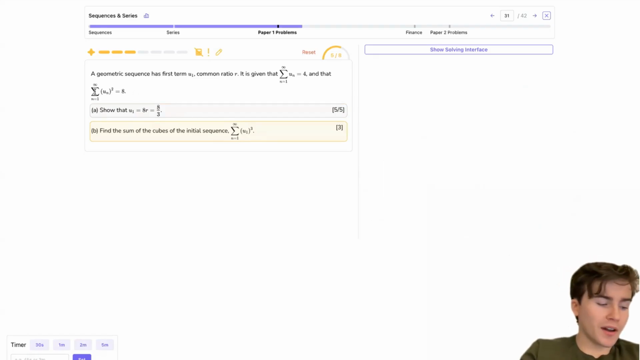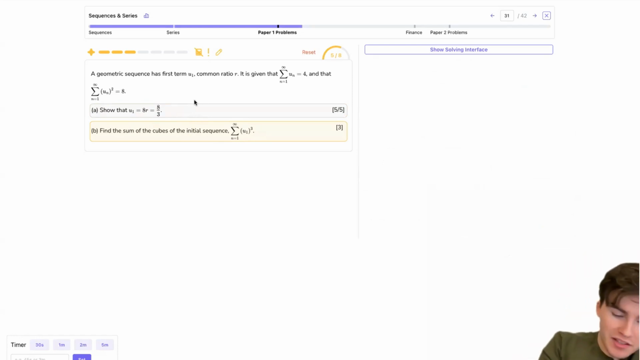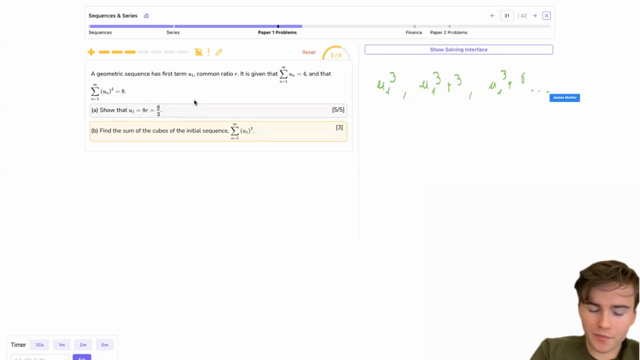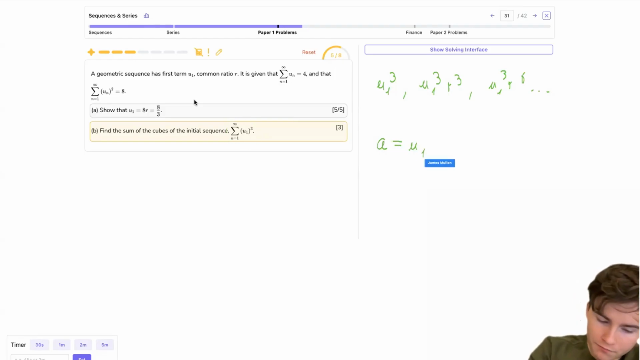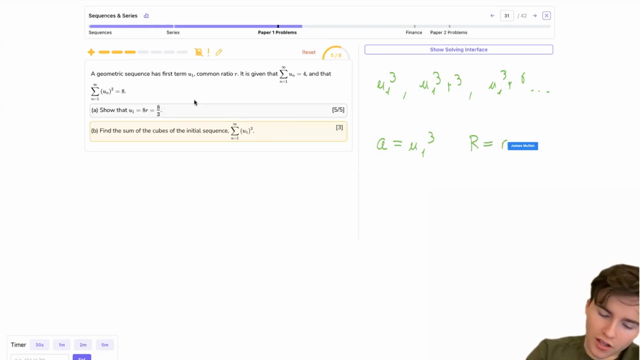Now we want to find the sum of the cubes of the initial sequence. So remember, in part A, we recognized that the sum of the squares was a geometric sequence with u1 squared as the first term and r squared as the common ratio. And now we have a series that's going to look like u1 cubed, u1 cubed r cubed, u1 cubed r to the 6, etc. Okay? So I'm going to use a for the first term here because we're already using u1. So the first term of this sum is u1 cubed. And I'm going to use capital R for the new common ratio, which is r cubed.